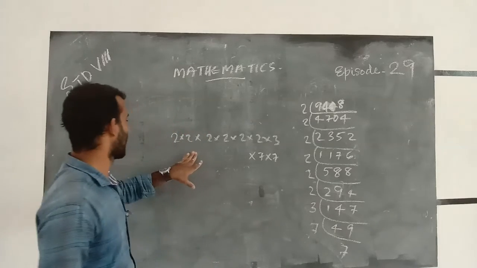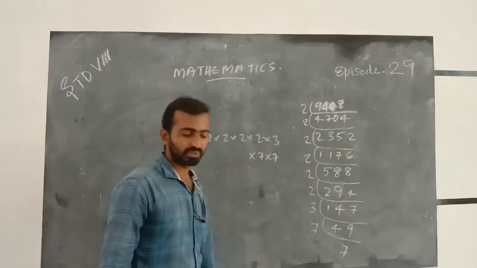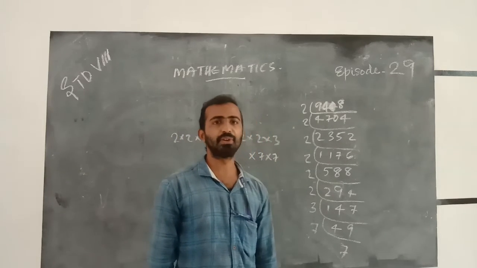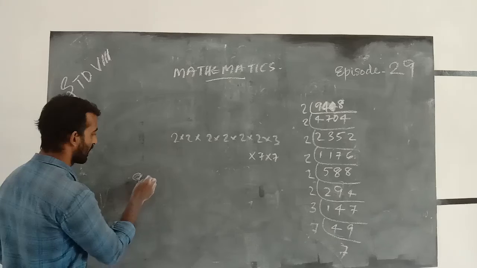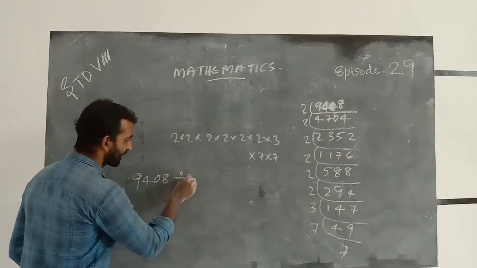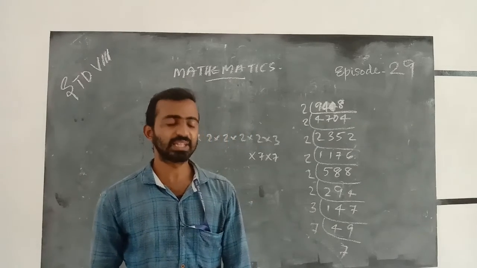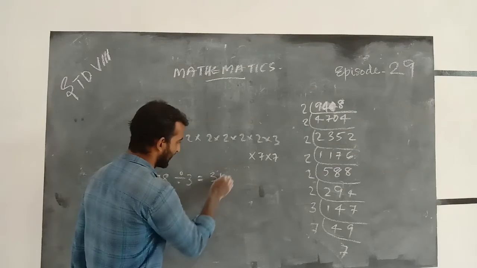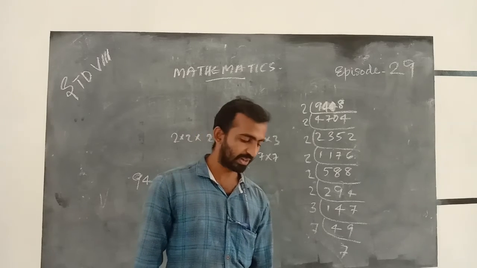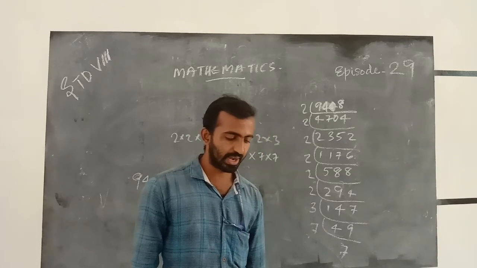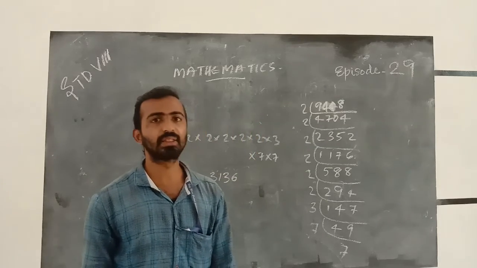Is it? Yes. The 2s are all in pairs, but here we get no pair for 3. So what do we divide by? 9408 divided by 3. What do we get? 3136, which is a perfect square. That is, the required smallest number is 3. The required smallest number is 3.